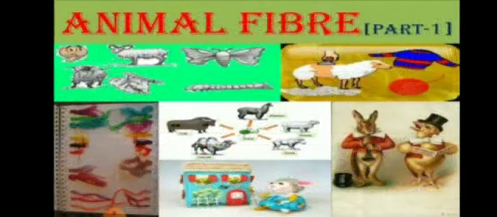Now let us see the fibers that are coming from animals. From animals like sheep, goat, yak, alpaca, camel, silkworm, we are getting fibers. So we are getting animal fibers. So these are also called natural fibers.